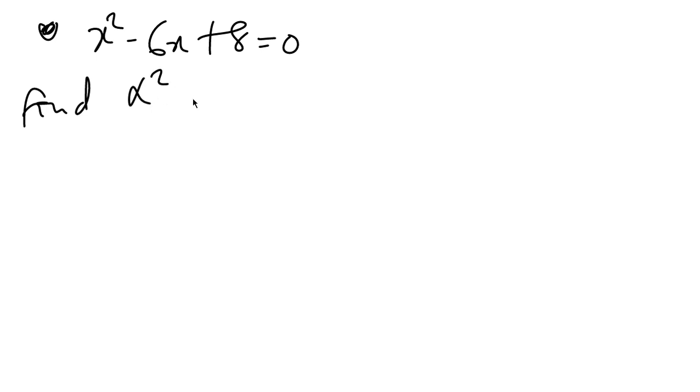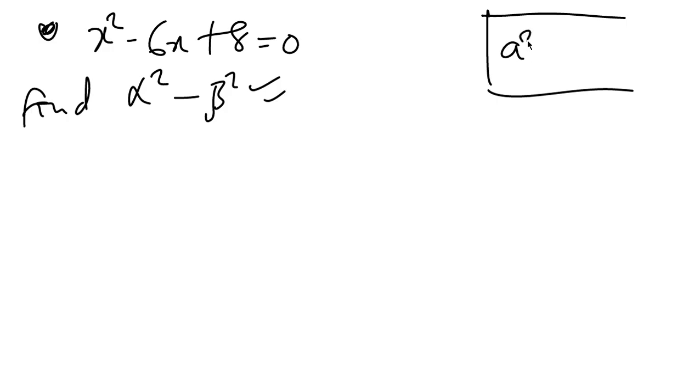Another way you could be asked this question in an exam is when you are given a quadratic equation. Let's use this case, x squared minus 6x plus 8 equals 0, and the question now says find alpha squared minus beta squared. Do you understand? You can use the property of difference of two squares, which says that a squared minus b squared is equal to a plus b into a minus b.